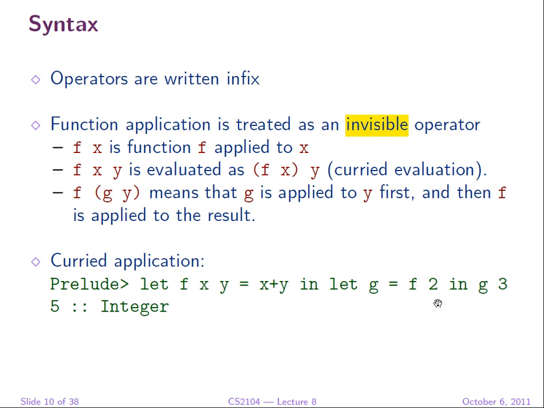this simulates curried application, right? So we can say f x y is x plus y in let g equals f 2. So you see, g is a valid function, and it can be further applied to 3. So this is f applied to 2 and 3. We can write it in this way and still get the same result.